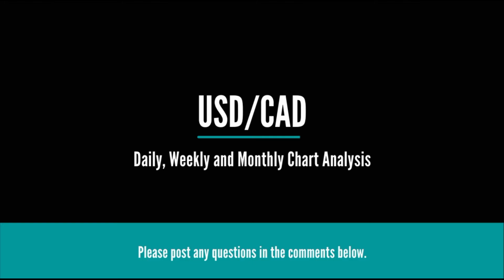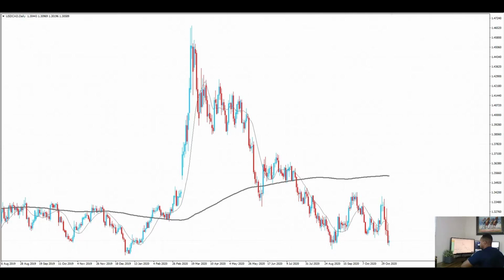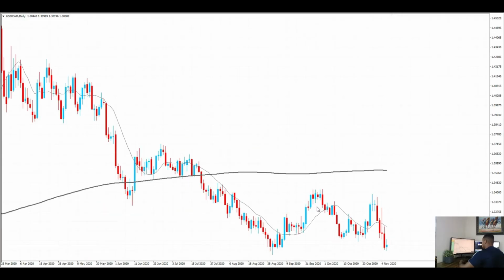Now let's check out USD CAD. Okay, so now we've got USD CAD on the daily chart. As you can see, again, a big push to the downside with that US dollar weakness this week. Big push to the downside, finding some resistance there in the market.